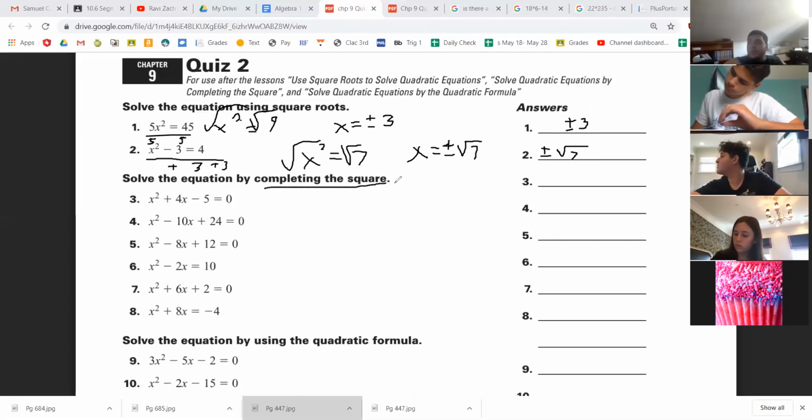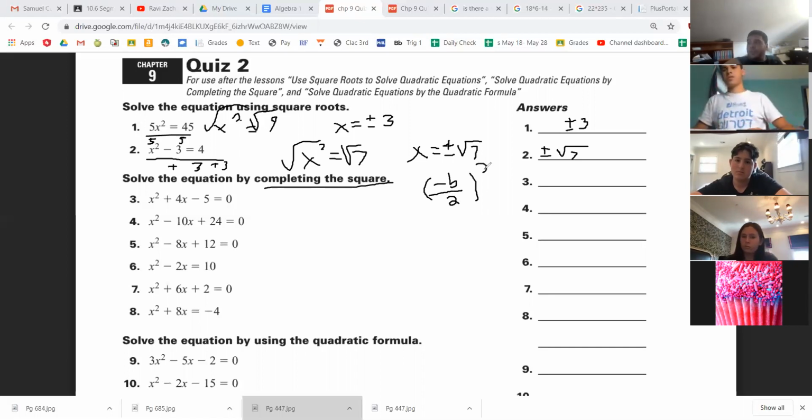Now completing the square. That is using this equation, b over 2 all squared. This should feel familiar, and I'll give you a reference sheet. I'll tell you down the test that you need to use this part for this section, okay? Now, let's go over the steps.